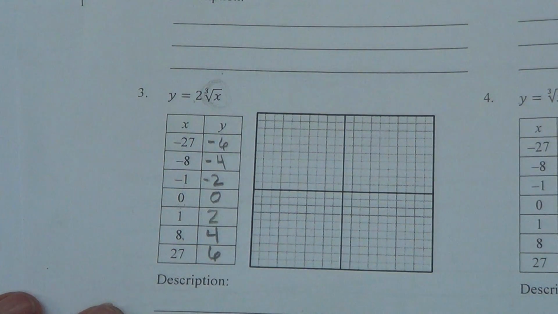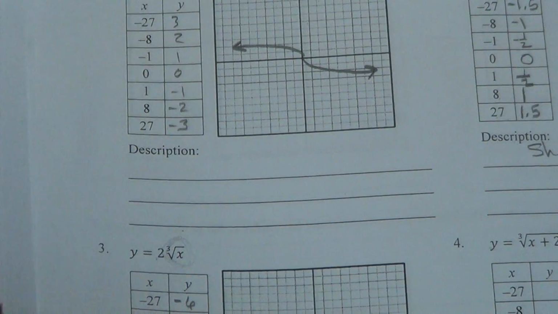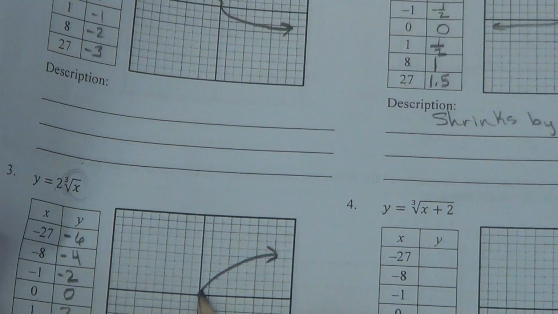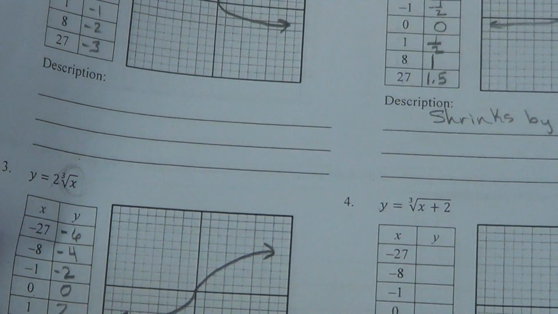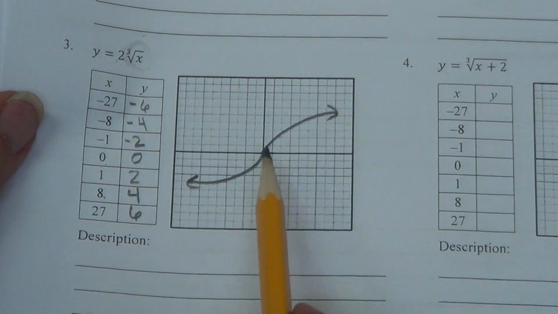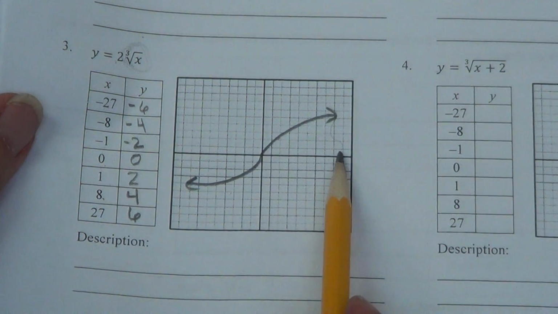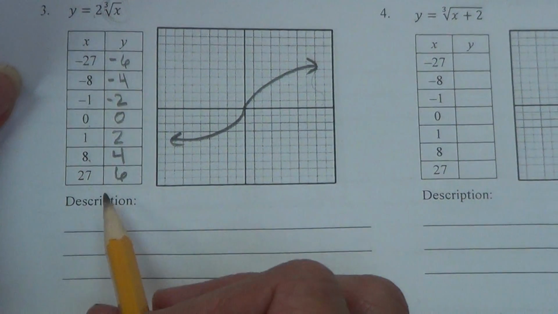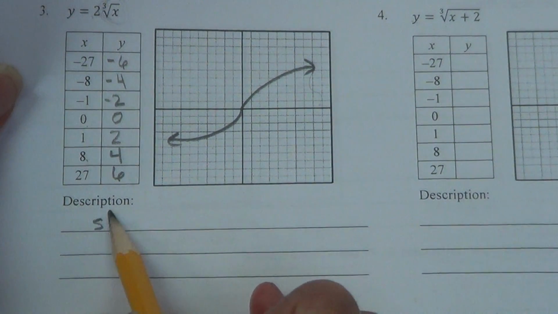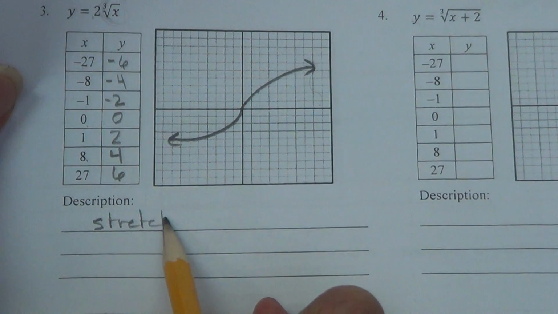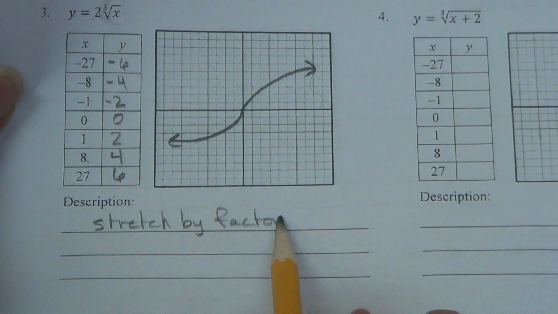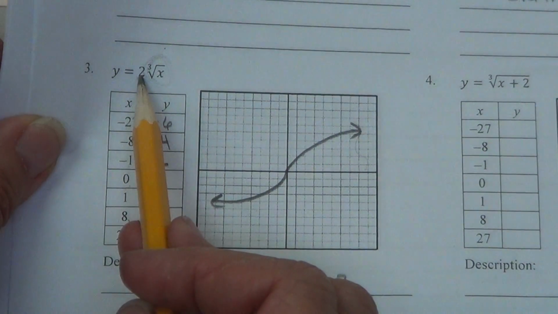Pause the video and graph that. You should have come out with a graph similar to this. It's stretched very far from the x-axis compared to its parent function, and it is actually stretched by a factor of 2 because of that 2 out in front.